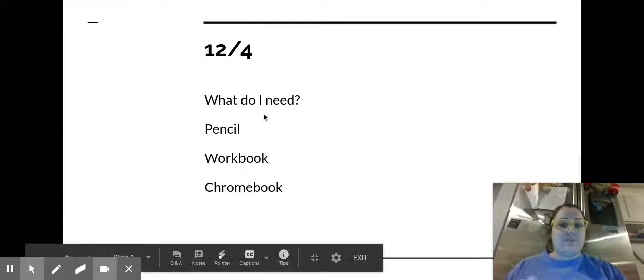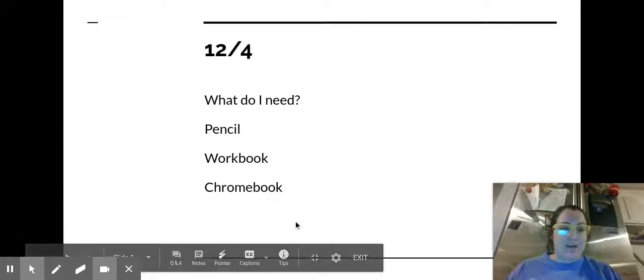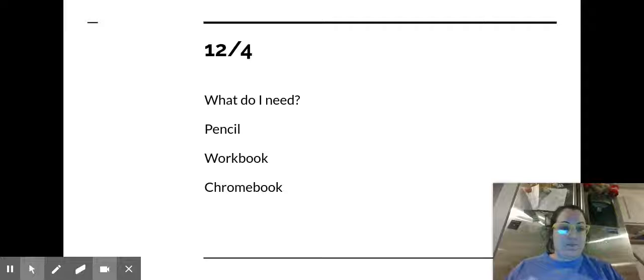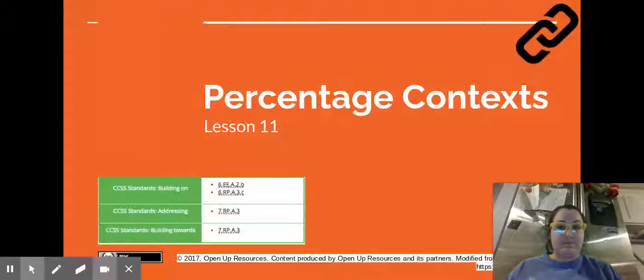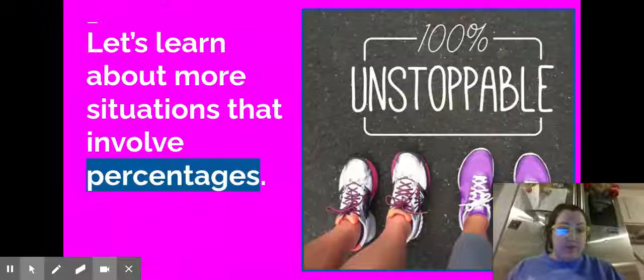So today you will definitely need your pencil, your workbook, and your Chromebook for both the video and for any calculator reasons you need. Okay, so like I said, we're going to be talking about percentage context today, and I'm splitting this up into 2 days since this is so vocabulary heavy and there is quite a bit of vocabulary in this lesson. I split it up into 2 days so that you guys aren't overwhelmed with vocabulary.